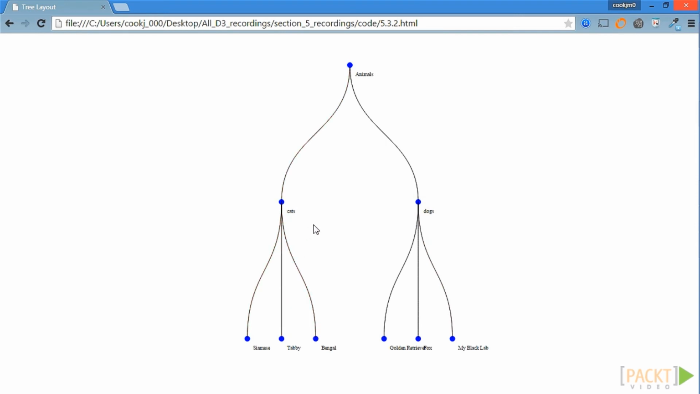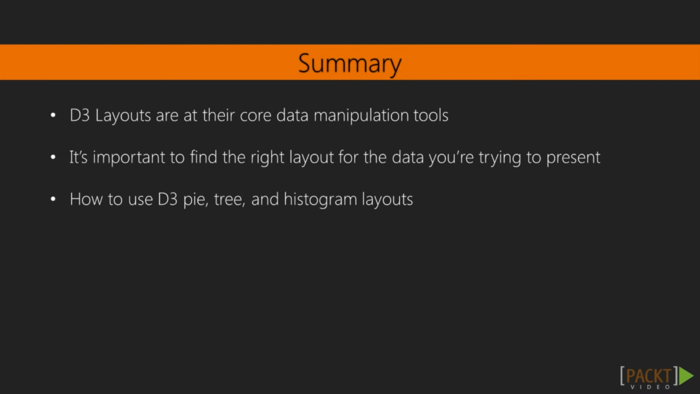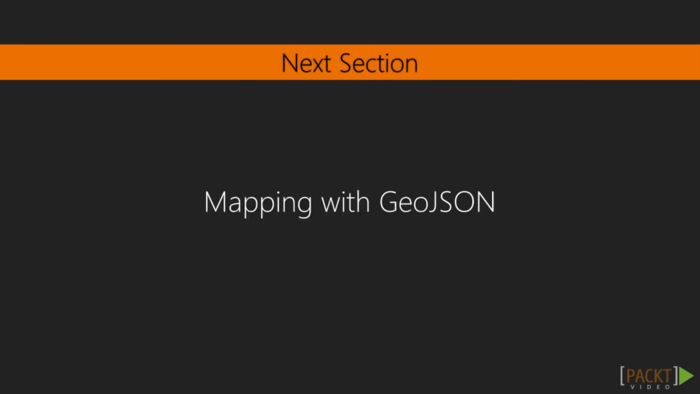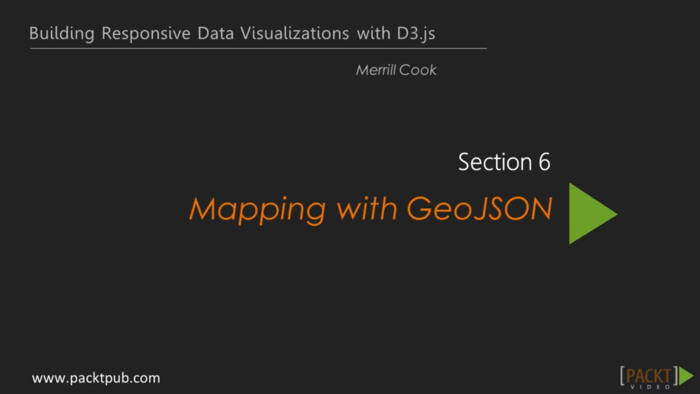If you want a fun challenge, try to figure out how to start with the parent node and only display lower levels of hierarchy on click. Now that we've expanded our skill set in terms of both layouts and more practice with interactivity, it's time to move on to our new section on mapping with GeoJSON. See you soon! Welcome to section 6, Mapping with GeoJSON.